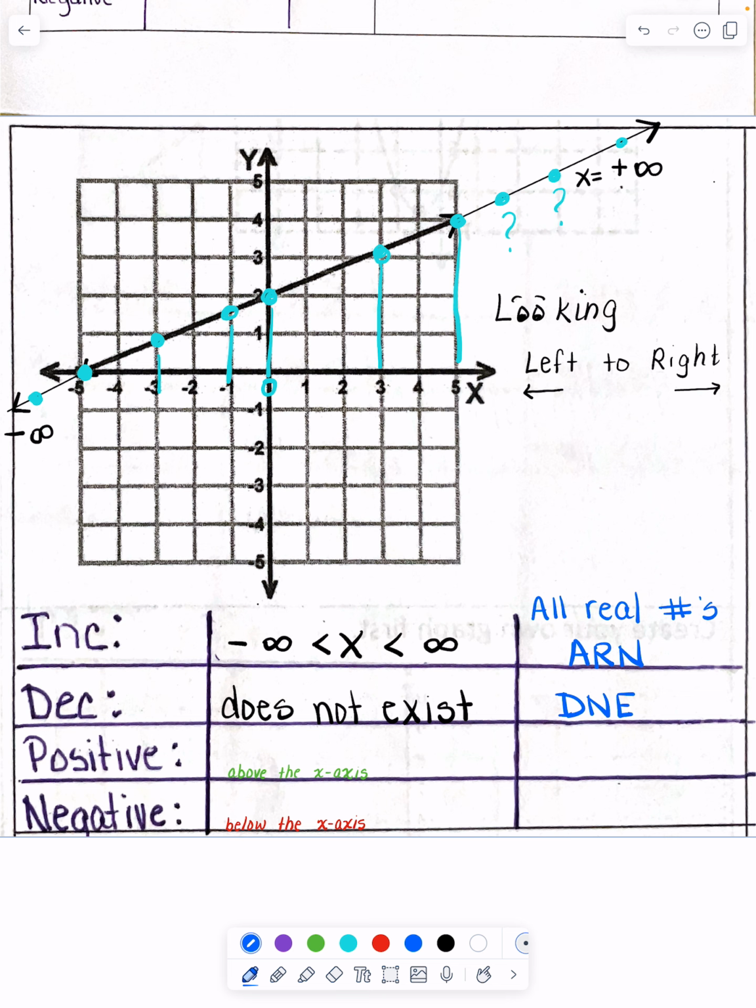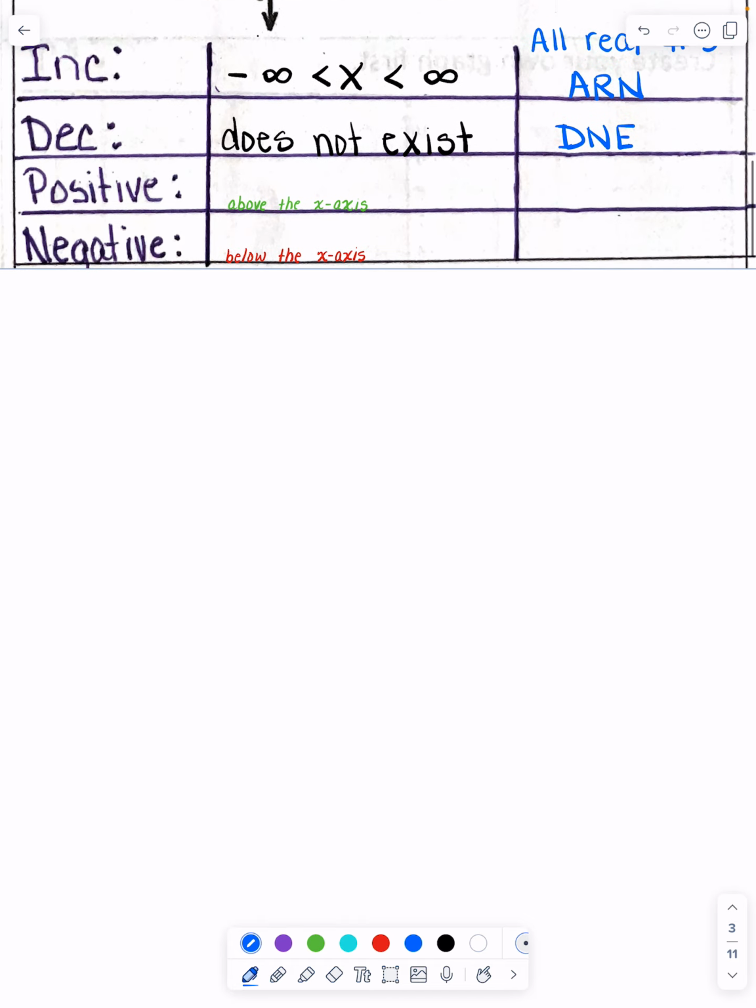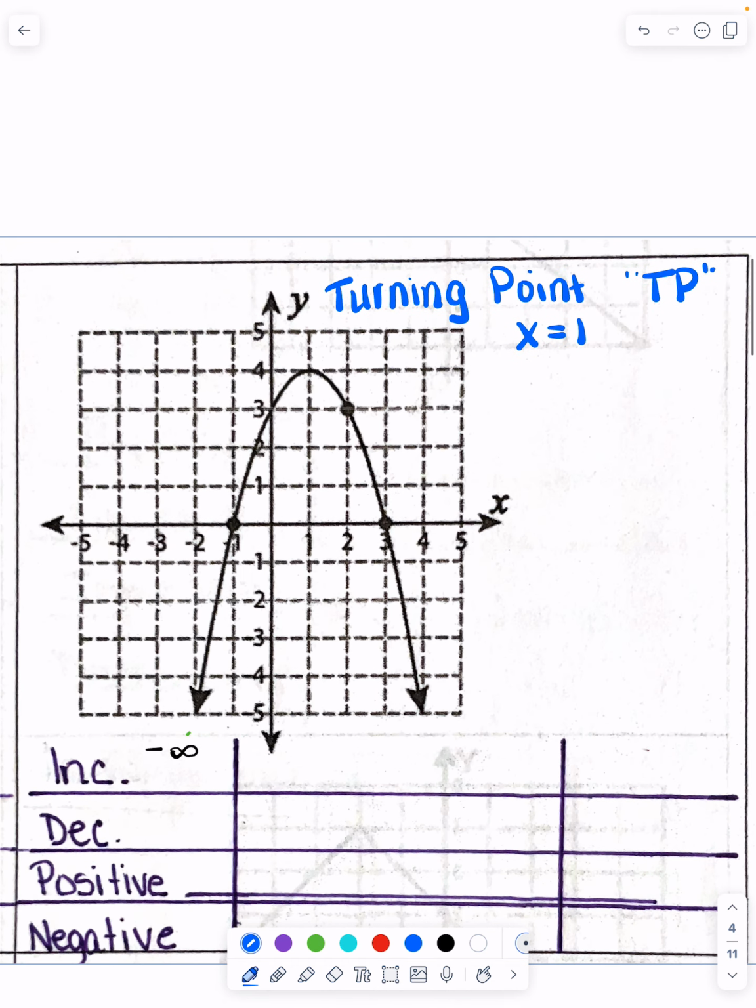Okay? All right, let's go do the increasing and decreasing on the other graphs, and then we'll come back and do positive and negative on each of the graphs. So let's go down to this graph here. This graph here is called a parabola, and it goes along with our quadratic functions, which we'll talk about later this year. So again, reading the graph from left to right, when I'm looking at this graph on the left side, or as it starts, this is all called increasing because the graph is going up.